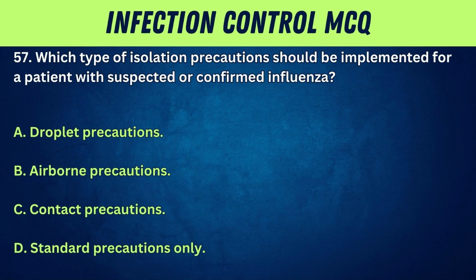57. Which type of isolation precautions should be implemented for a patient with suspected or confirmed influenza? A. Droplet precautions. B. Airborne precautions. C. Contact precautions. D. Standard precautions only.